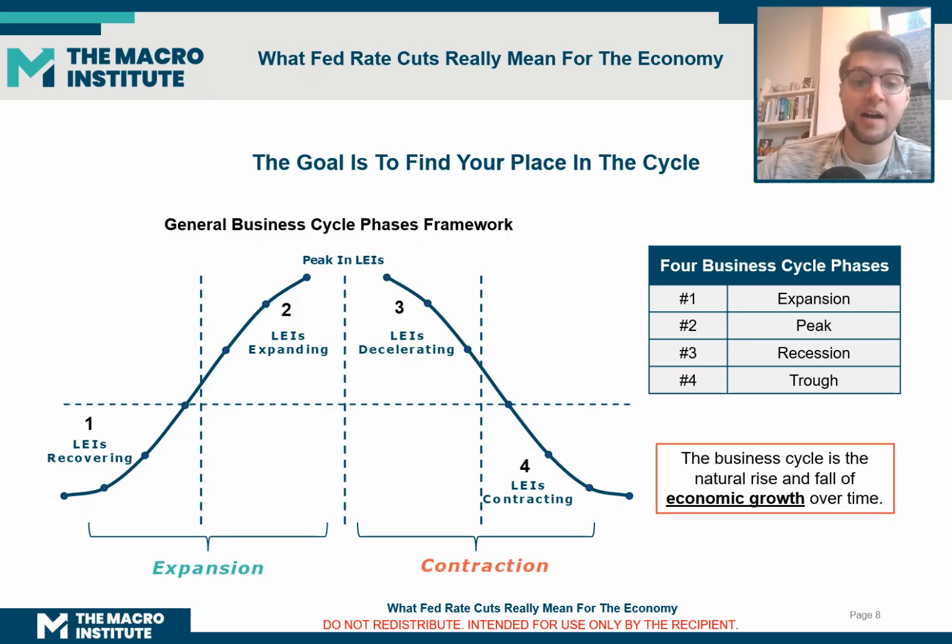So are LEIs recovering or are LEIs expanding? You could be in an expansionary part of the business cycle. Are LEIs starting to slow, or do you anticipate that they will be slowing based on the actions of interest rates 18 months prior, 12 months prior, etc.? We might be entering a recession, or might be in a contractionary phase.